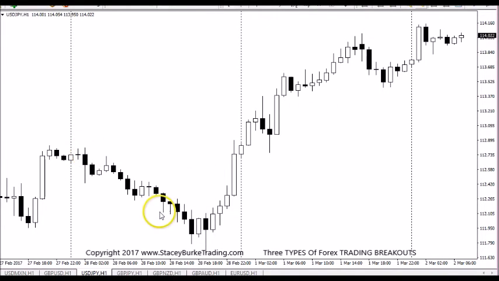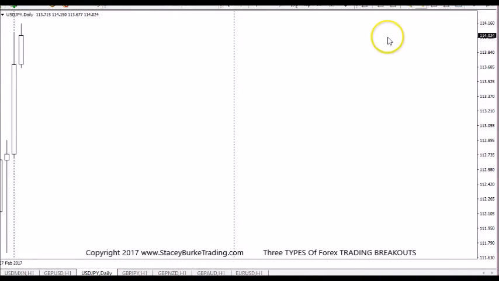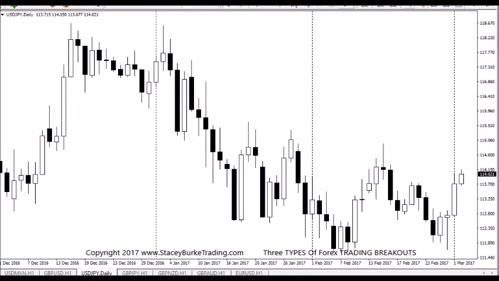So keep it simple, traders. Three types of breakouts to look for. If you can incorporate that into your trading, whether it's on the hourly or the end of day. If we go to the daily, just scroll down here, I do the same thing that I do on the hourly.